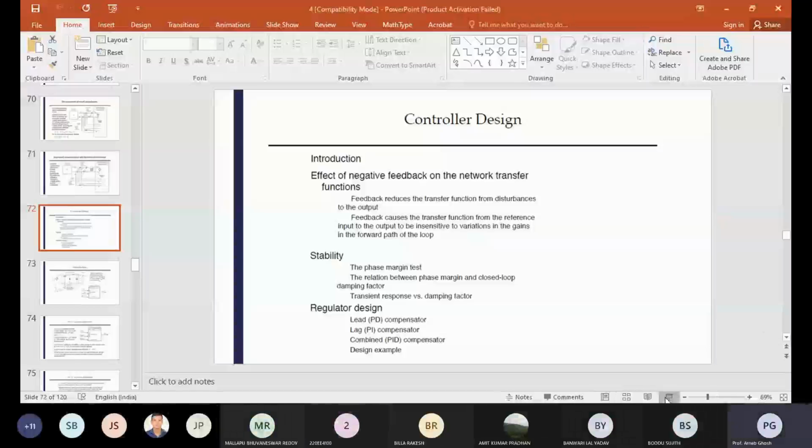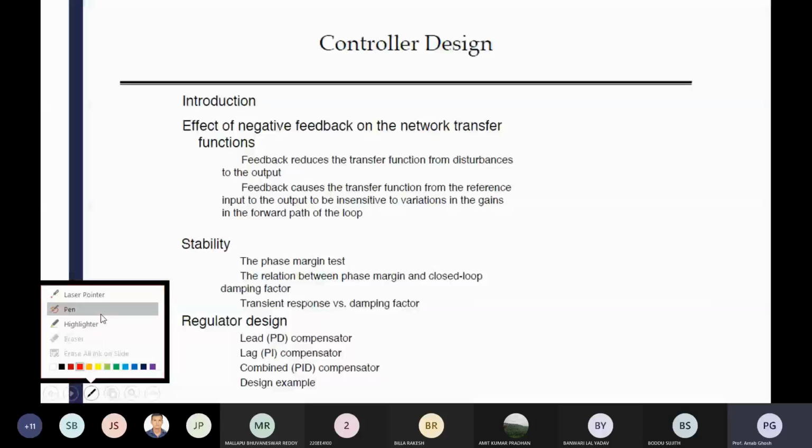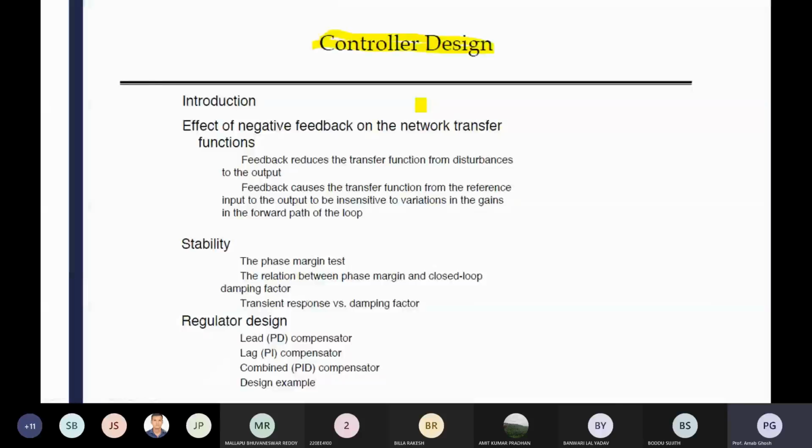Okay, so in control designing that I discussed in my last class, the controller designing portion, one of the most important parts I have already told you is the effect of negative feedback. All of you know the difference between negative feedback and positive feedback. In most cases we have to maintain stability, and negative feedback has a good effect on stability. That's why we should bother much more about negative feedback.